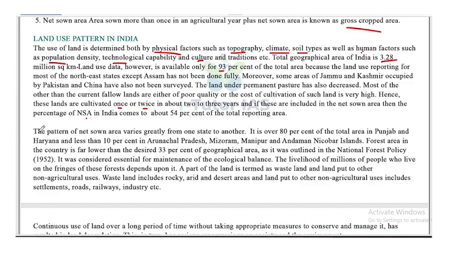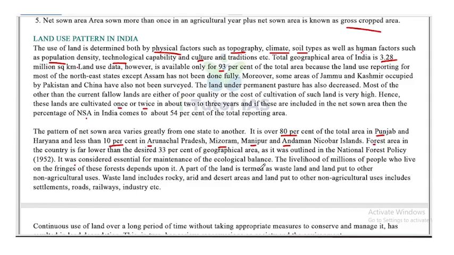Okay, now the pattern of net sown area varies greatly from one state to another. It is over 80% of the total area in Punjab and Haryana, and less than 10% in Arunachal Pradesh, Mizoram, Manipur, and Andaman and Nicobar Islands. Then the forest area in the country is far lower than the desired 33% of geographical area as outlined in the National Forest Policy 1952. It was considered essential for maintenance of the ecological balance, and the livelihood of millions of people who live on the fringes of the forest depends upon it.